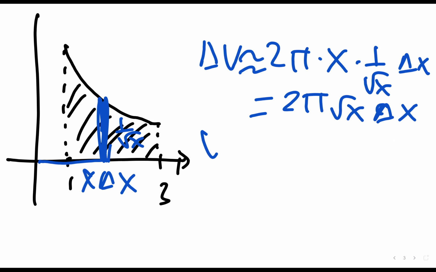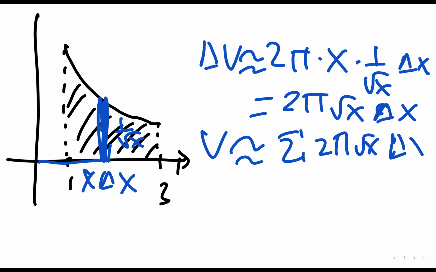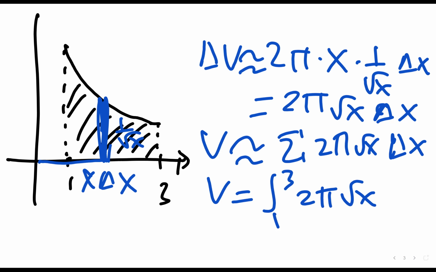Of course, take the summation, you have the following approximation, and then if you take the limit as delta x tends to 0, the volume will be the integral from 1 to 3 of 2 pi square root of x dx.